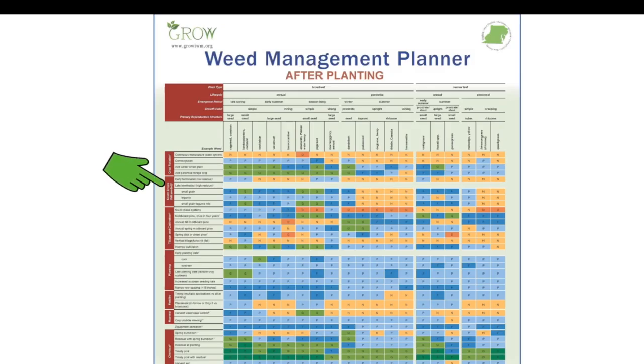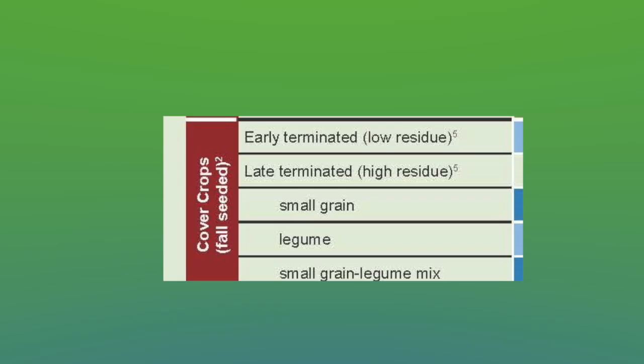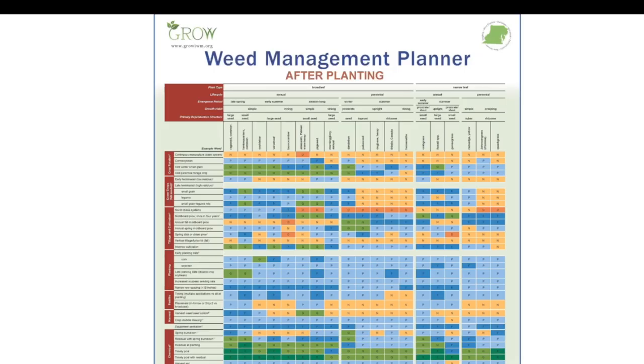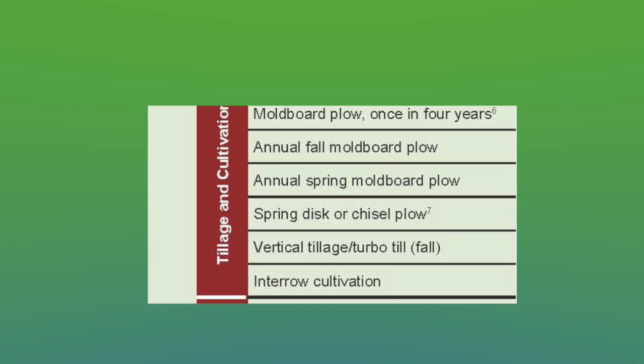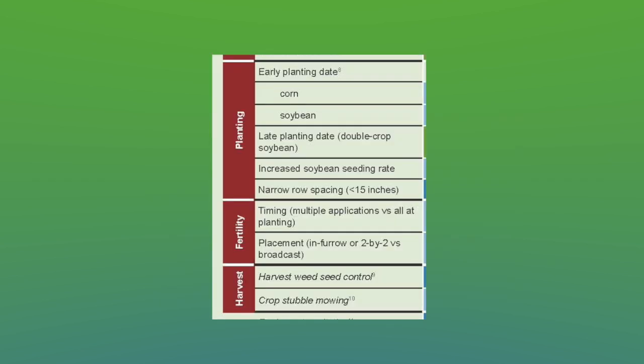The cover crop section considers the effectiveness of the dead cover crop residue to suppress weeds rather than a living cover crop to compete with weeds. Mechanical weed control includes both pre-plant tillage as well as inter-row cultivation. Other tactics include planting dates, fertility, and fall weed management.